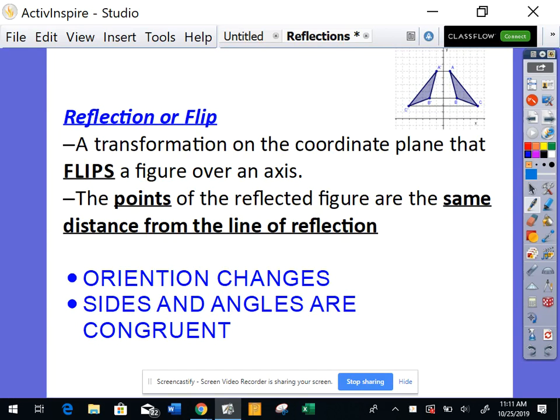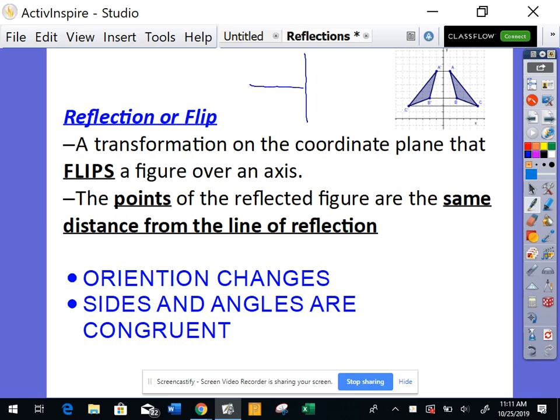Okay? So, first off, I want to define to you what a reflection is. When we reflect something, we're actually going to be flipping it. We're going to flip it over the x-axis or we're going to flip it over the y-axis, okay? A reflection is a transformation on the coordinate plane that flips a figure over an axis. We're not talking about just any axis, we're talking about the x and y axis, all right?